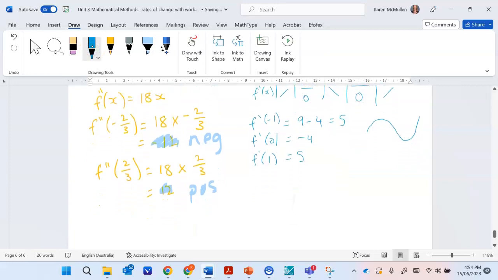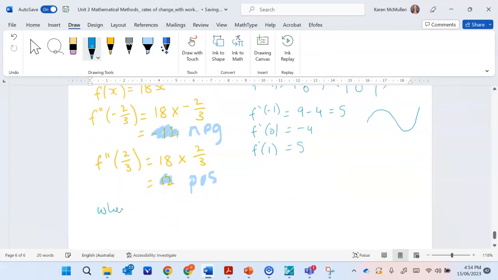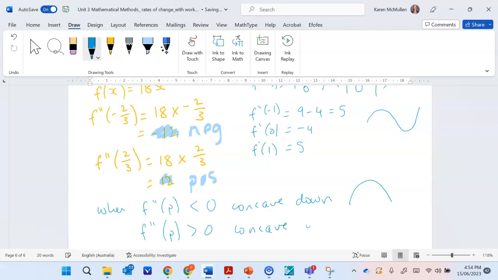When your second derivative at a point, your stationary point, so let's call that P, is less than 0, we have concave down. So it's like that. Bowl's upside down, Weet-Bix falls out. No more Weet-Bix. When your second derivative at a point is greater than 0, we have concave up. Oh, I've decided I like Weet-Bix.